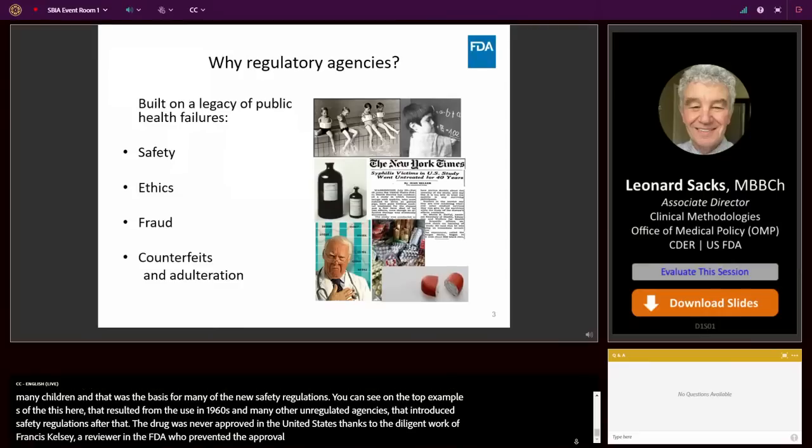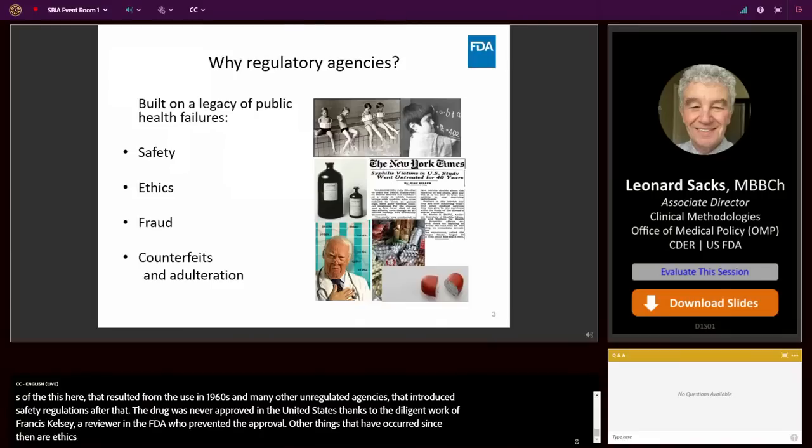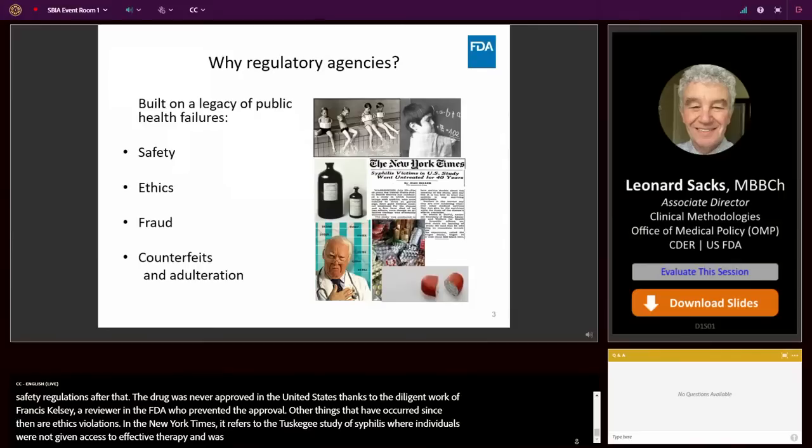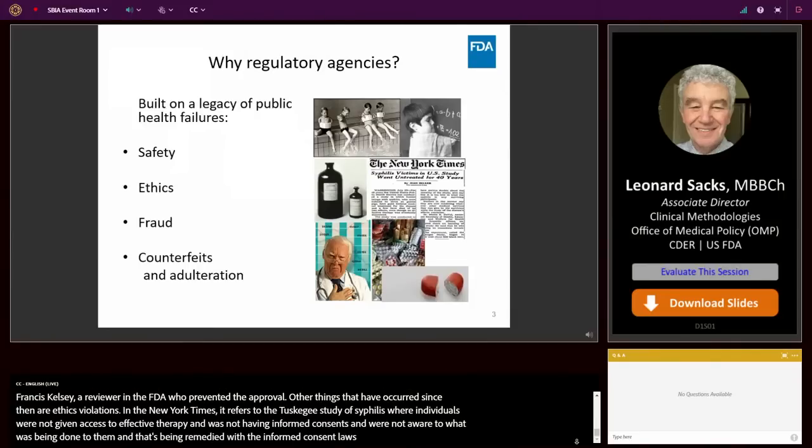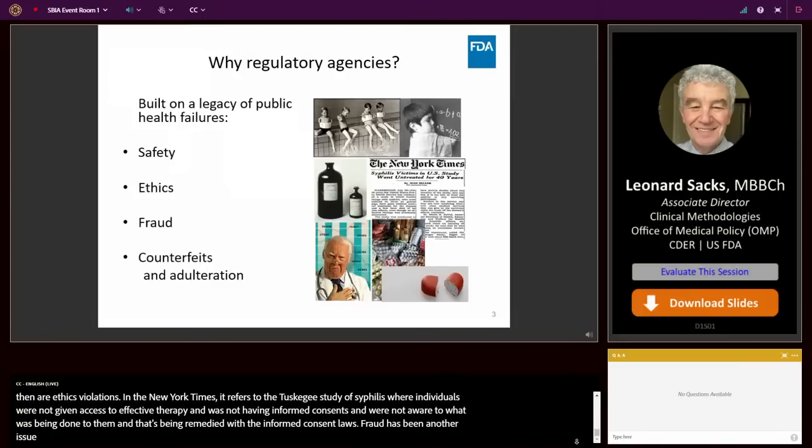Other things that have occurred since then are ethics violations. And the New York Times quote there refers to the Tuskegee study of syphilis, where individuals were not given access to effective therapy and there was no informed consent. They were not aware of what was being done to them, and that's obviously been remedied with our informed consent laws. Fraud has been another issue, and counterfeits and adulteration, among others, are reasons why we have regulatory agencies.